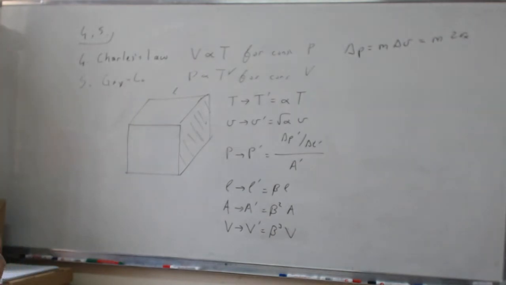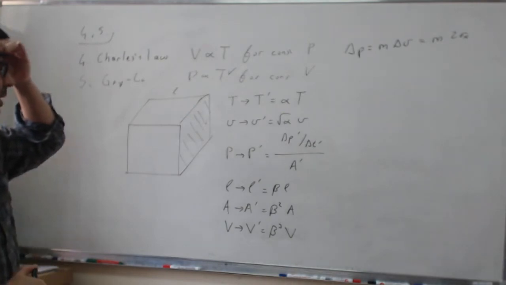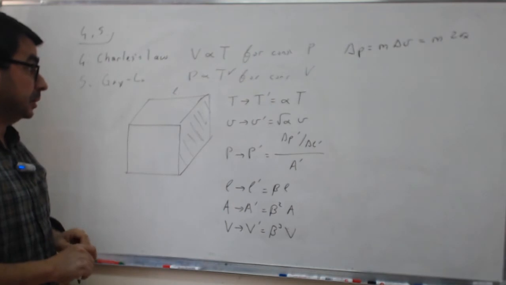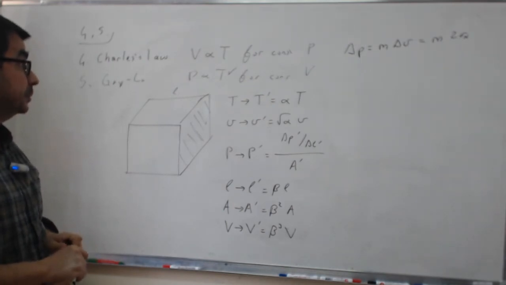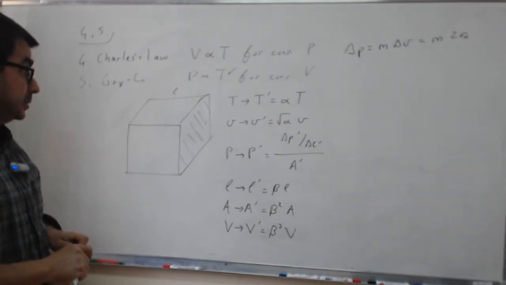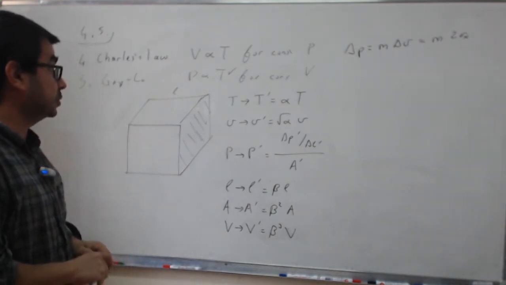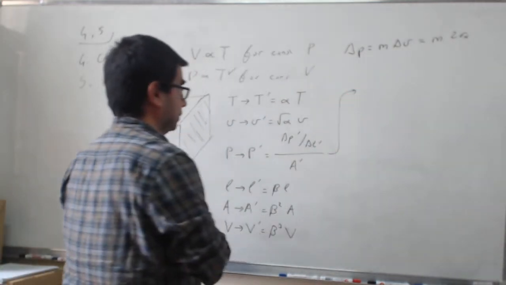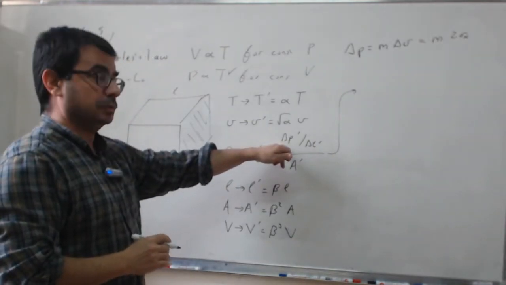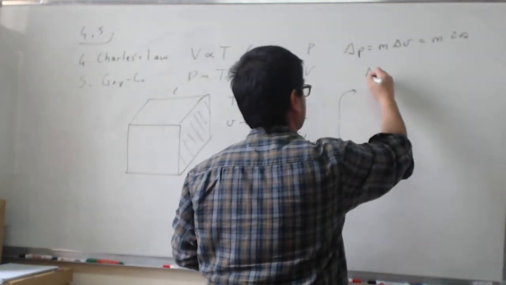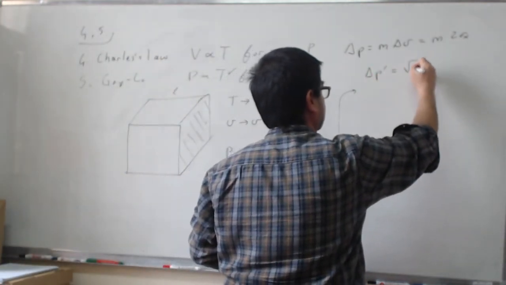Right? So we're going to have this change, and we want to show that this in fact changes the same way that the temperature changes if the pressure is constant. So how does our pressure change as we change our temperature? And let's say that our volume is also allowed to change in this case, so our A and L can change. So our delta P prime is still going to be square root of alpha times our delta P.